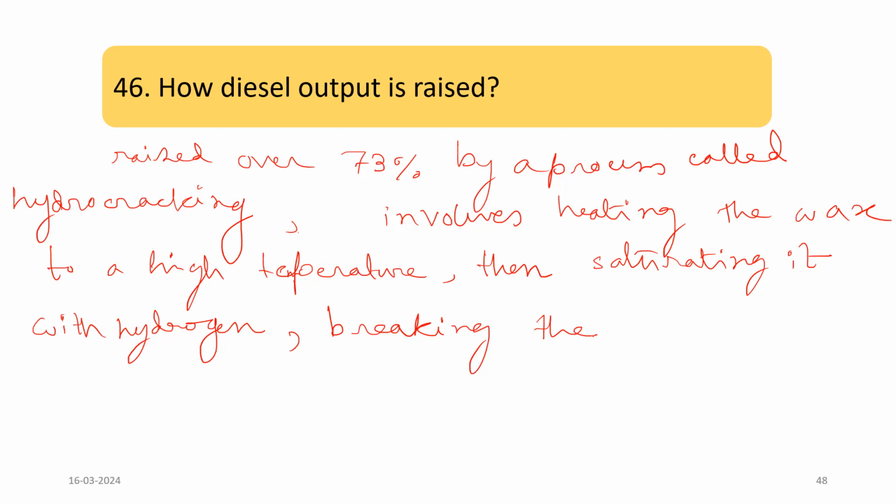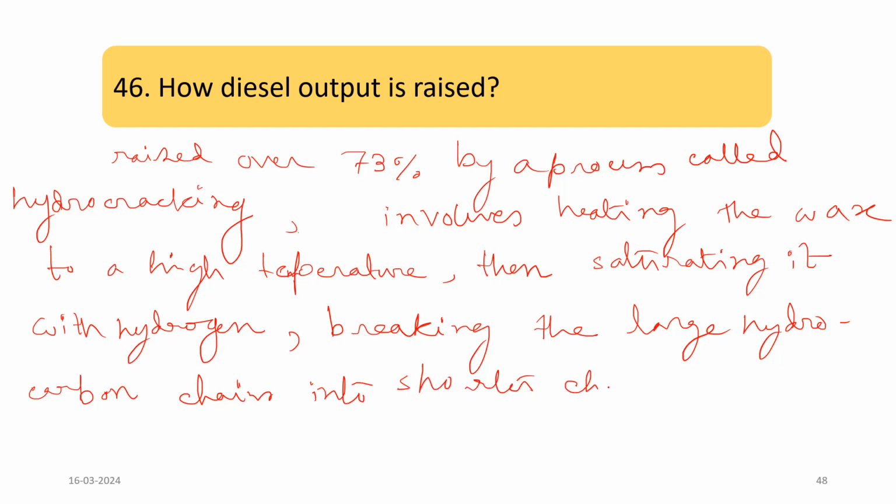This breaks the large hydrocarbon chains into shorter chains. So hydrocracking helps in breaking large hydrocarbon chains into shorter chains by heating the wax, which means higher hydrocarbon chains, to a high temperature and then saturating it with hydrogen. That is how diesel output is raised.